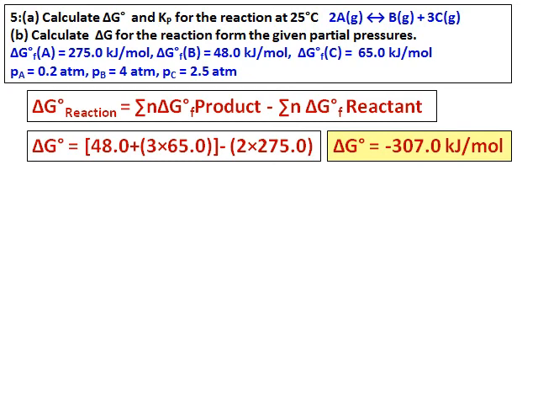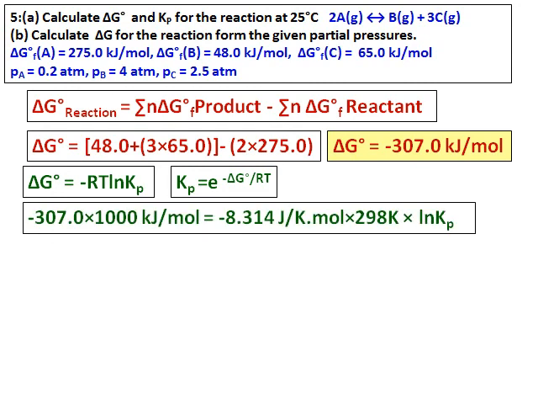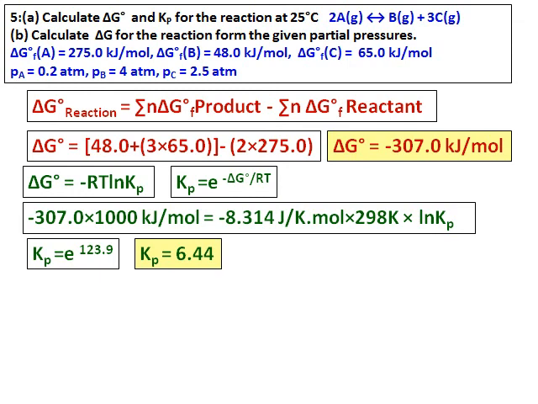When delta G0 is calculated, K can be calculated by using the formula delta G0 equals minus RT ln Kp. Get the value of Kp after you substitute the values of delta G0 and RT into it. Remember, be careful with the units. See that all of them are in joules and get the value of Kp, and that comes as 6.44.